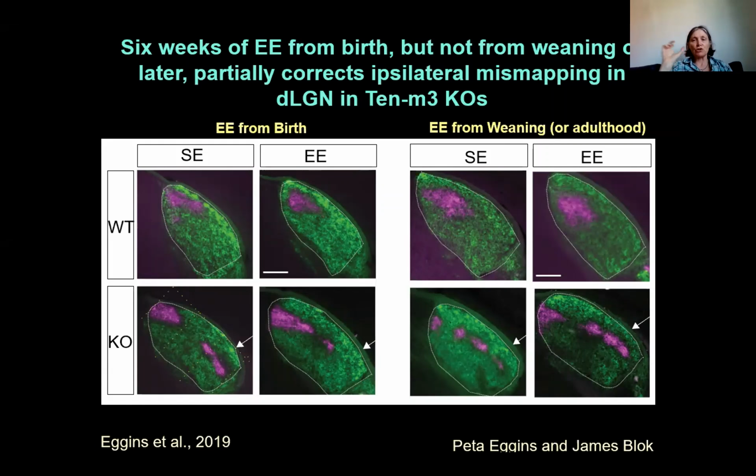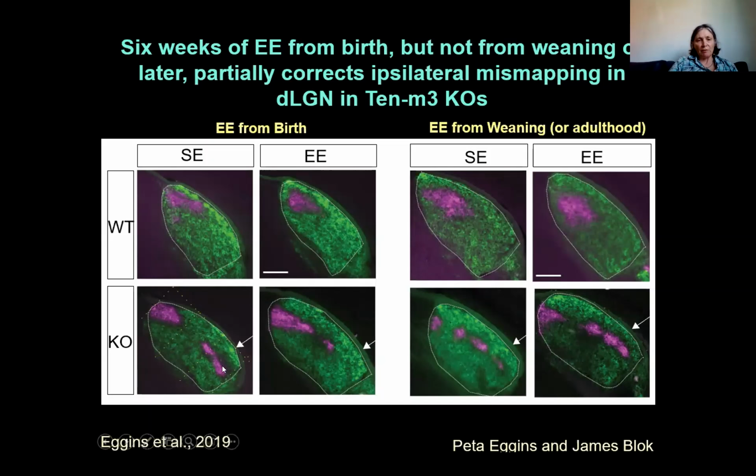the site of that primary source of the miswiring in the 10M3 knockouts that I outlined at the beginning of the talk. So this is the wild type where we've injected a fluorescent tracer into the contralateral eye, and those terminals are labeled in green, and the ipsilateral terminals are labeled here in magenta. And we see the characteristic presence in the dorsomedial thalamus in the wild-type mice, both in standard and enriched.